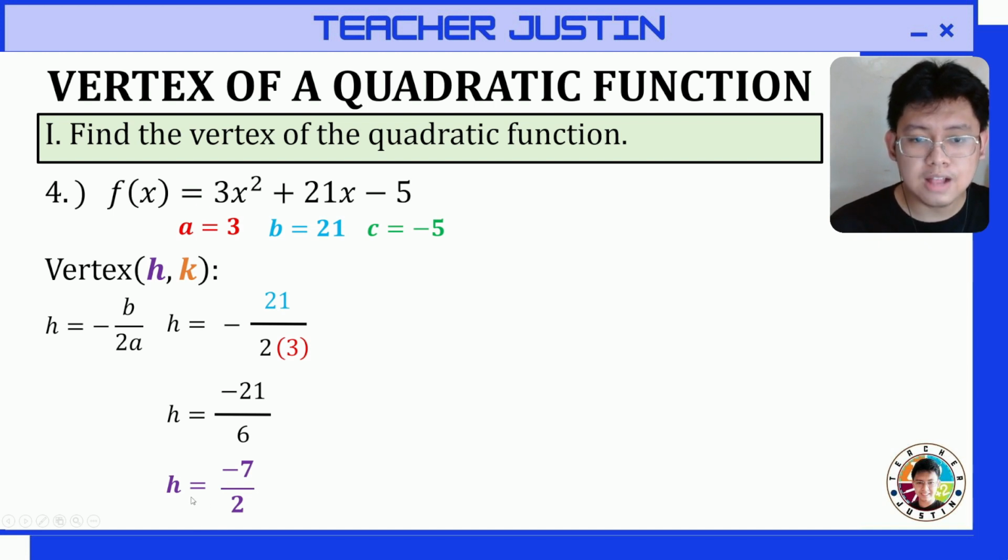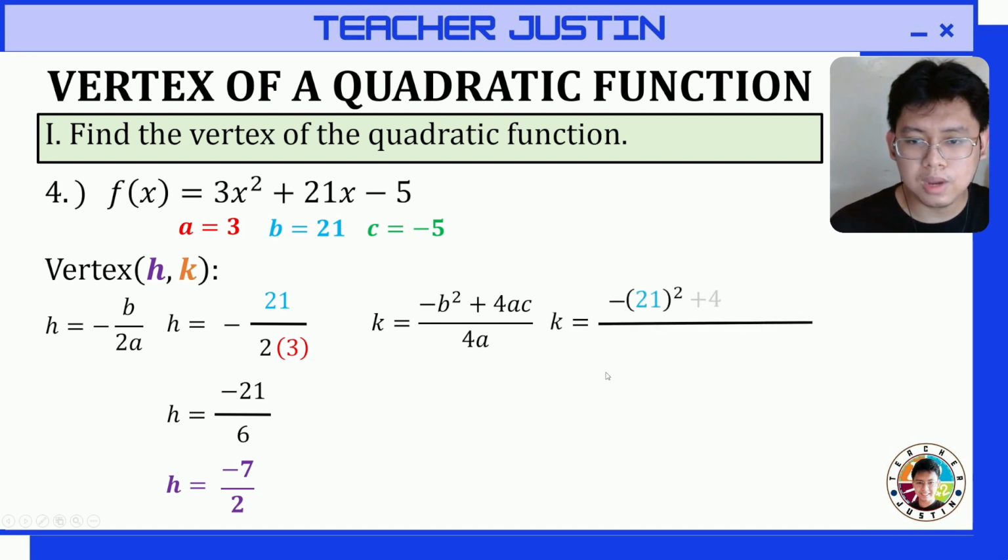Now, to get the value of our y coordinate, since fraction to, we will use the formula k is equal to negative b squared plus 4ac over 4a para hindi tayo mahirapang mag-simplify ng fraction. Okay, so let's use this formula instead of substitution. Let's substitute the values of a, b, and c. So we have k is equal to negative 21 squared plus 4 times 3 times negative 5. Okay, all over 4 times 3.